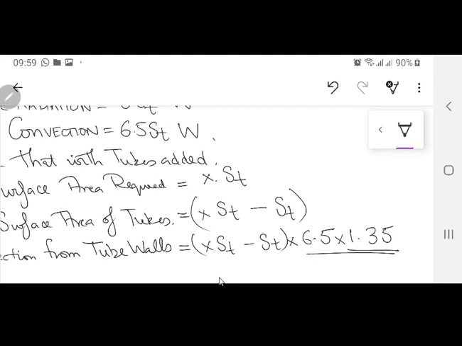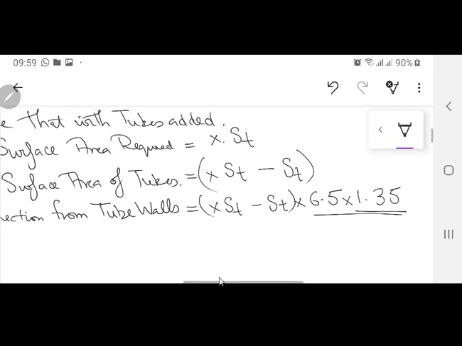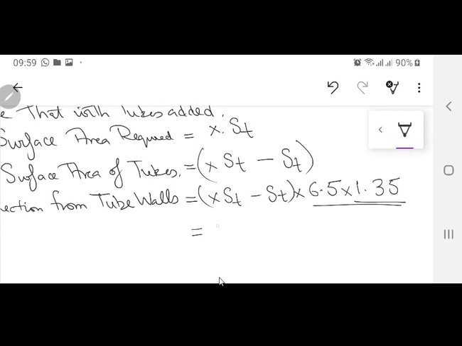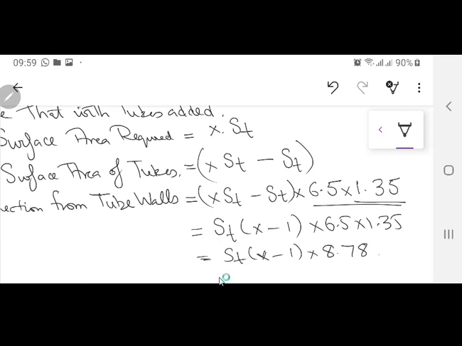So this is a little difference in this book and this book. In this book they are taking 6.5 plus 6, 12.5. Here they are not taking for the tube over there, they are just taking the convection multiplied by 1.35 or 35% increase over there. So this factor, if I take this St out, this is equal to x minus 1 multiplied by 6.5 multiplied by 1.35. So this is equal to St, again the same factor, x minus 1 into, and this factor is 8.78 over here.